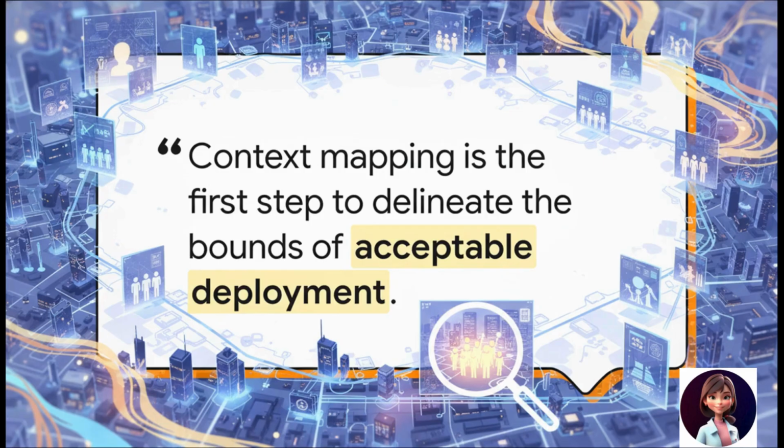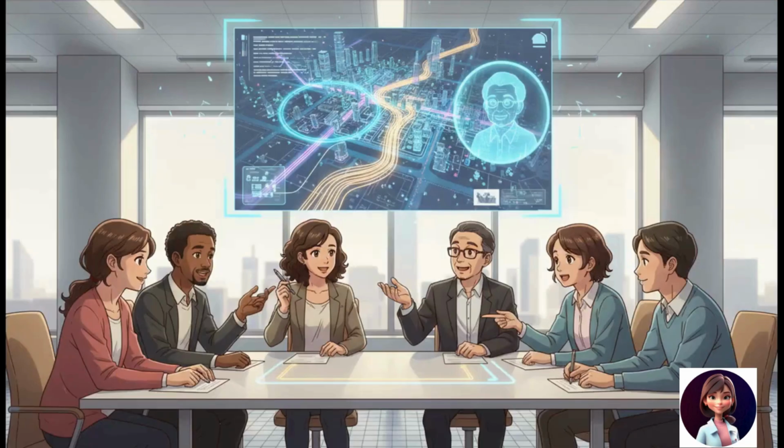Where is this thing actually going to be used? Who is it going to affect? And what are the lines we are absolutely not willing to cross? It's all about strategic foresight. This means getting crystal clear on the system's purpose, and, this is a big one, actually talking to the people who will be impacted by it.